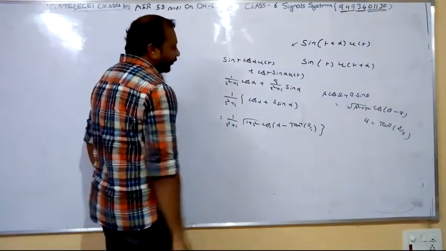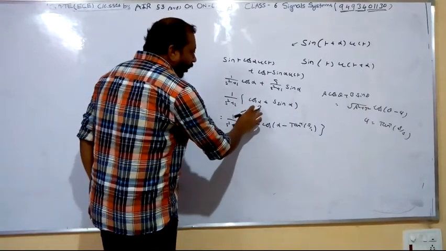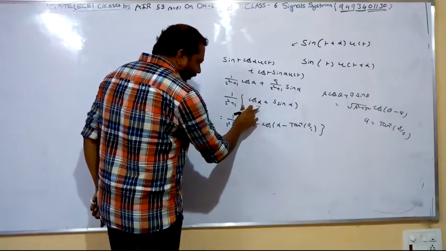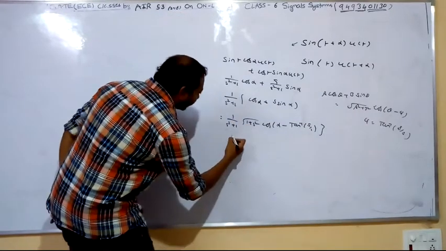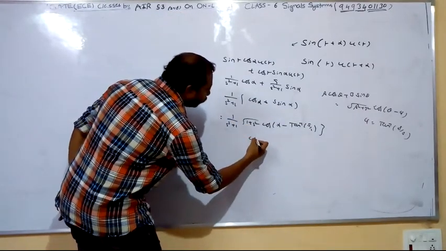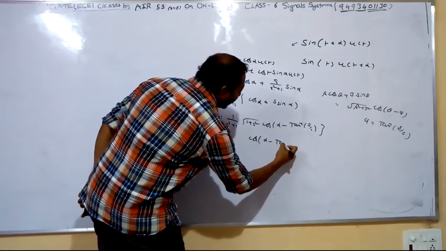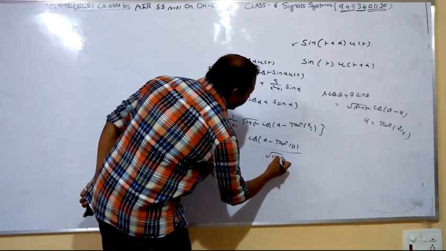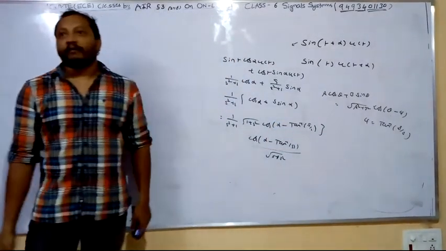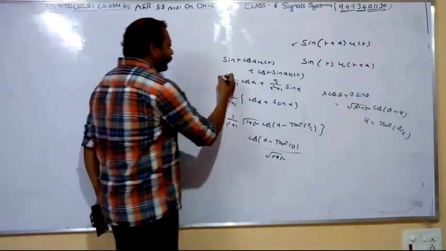Like this we can represent this as 1 by s square plus 1 into square root of 1 plus s square cos of alpha minus tan inverse of b by a, that is nothing but s by 1. So further this can be represented as cos of alpha minus tan inverse of s divided by square root of 1 plus s square. Like this the option is available.